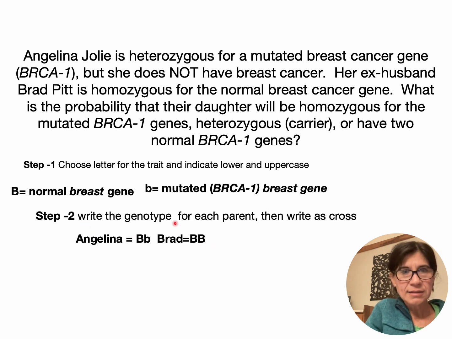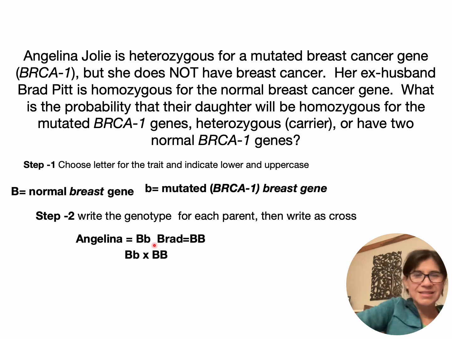So the second step, which I already told you, is to write the genotype for each parent, and then the cross. So if these are the parents, the cross would be Angelina's genotype times Brad Pitt's genotype.